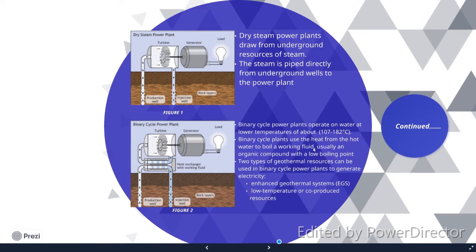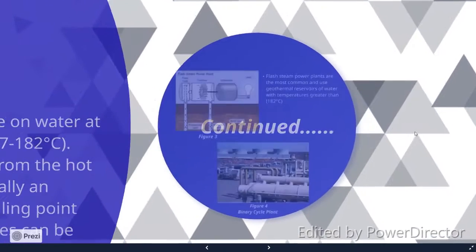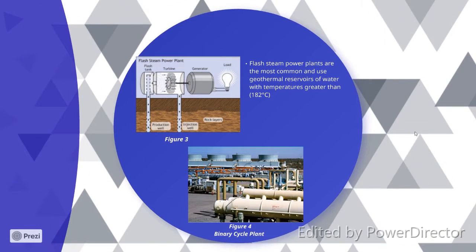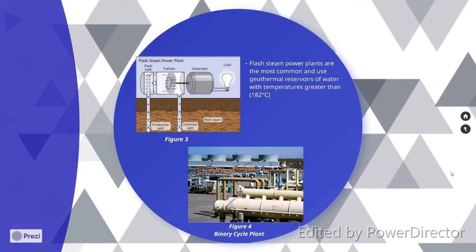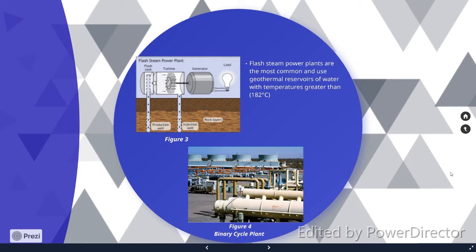Okay, let's continue the pictures. Figure 3 is the flash steam power plant. Flash steam power plants are the most common and use geothermal reservoirs of water with temperatures greater than 188 Celsius. In the early 20th century, flash steam power plants were the most common geothermal plants on Earth. The water turned to steam. The steam drove turbines. These power plants were used in 24 countries in the world.